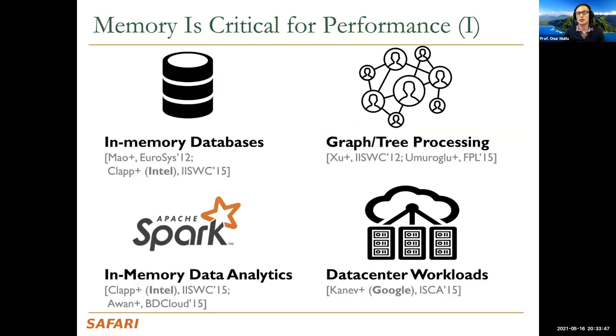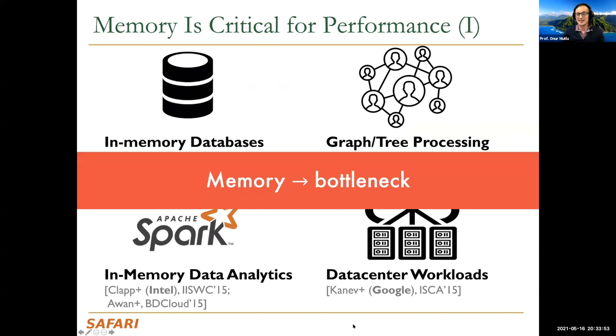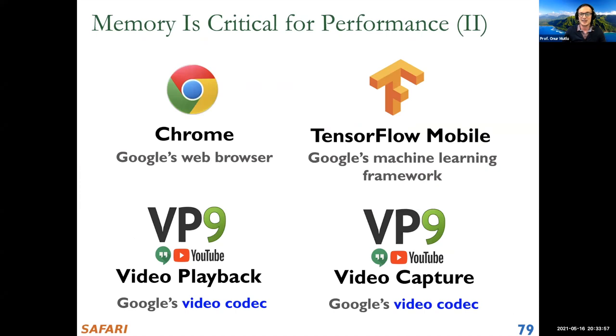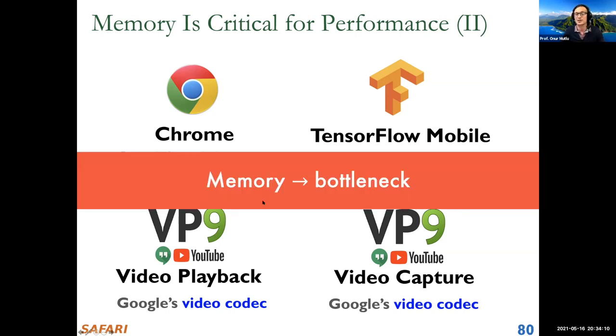And these are some more traditional applications where memory is critical for performance. I'm sure many of you have dealt with this, either by programming it or using it. Memory is a bottleneck in these applications. These are some applications that we're actually using right now in our systems. These are more on the mobile end, but right now we're doing video playback, video capture, some inference, maybe browsing, and these are all bottlenecked by memory also, and we're going to talk about that.